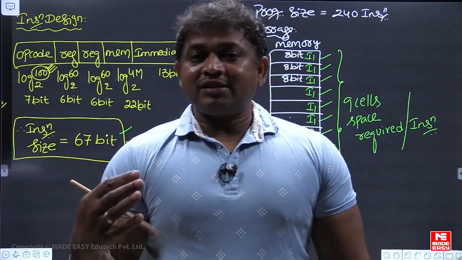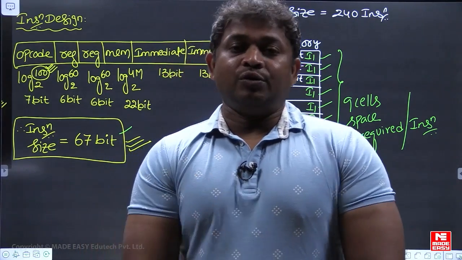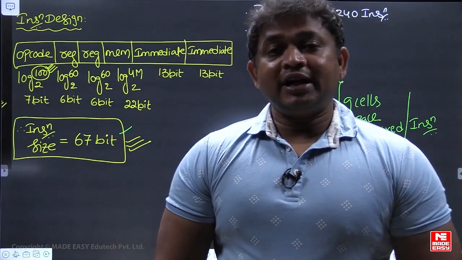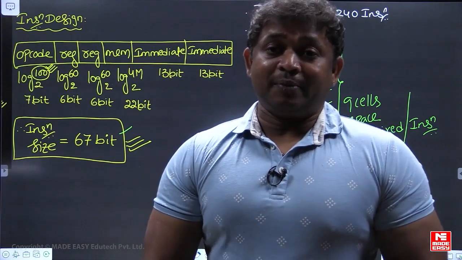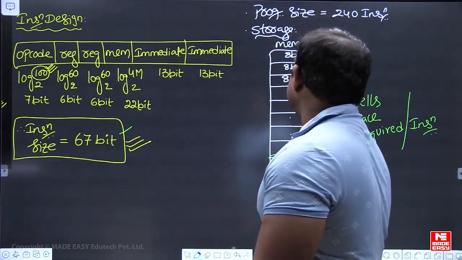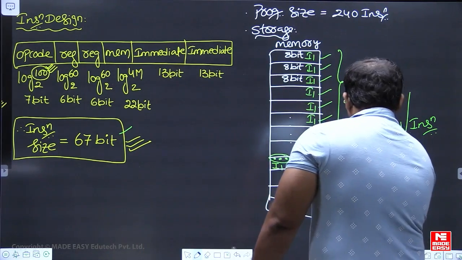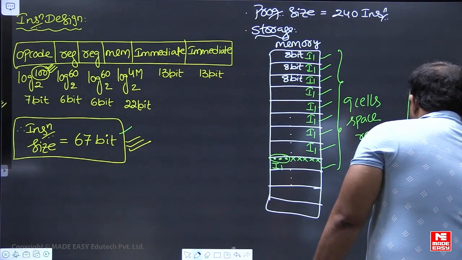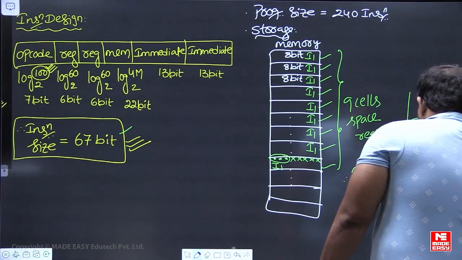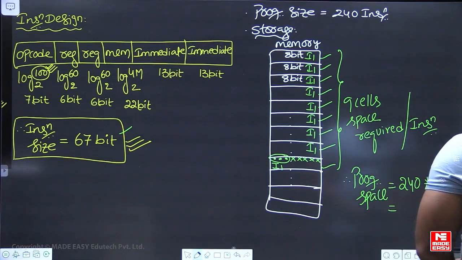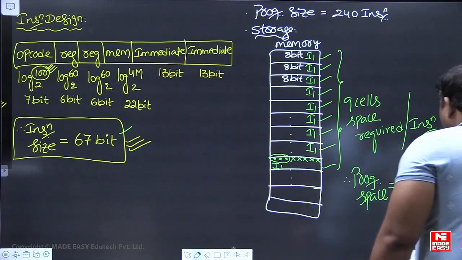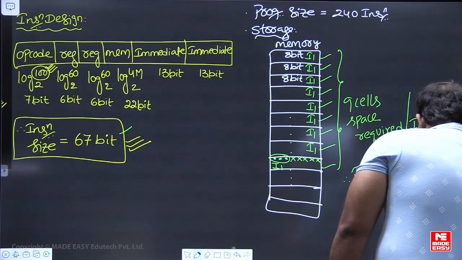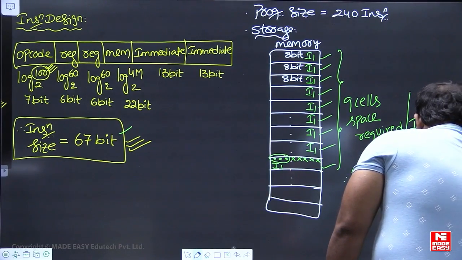Let it be. That wasted space is not countable. The cell is countable. So in that space, we cannot accommodate I2. So every instruction takes 9 cells of space. Like that, 240 instructions are there. Therefore, program space equals 240 into 9. Do the calculations. 240 into 9 is 2160 cells. That is 2160 bytes. This is the answer.